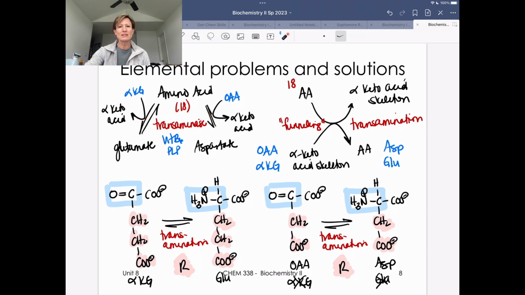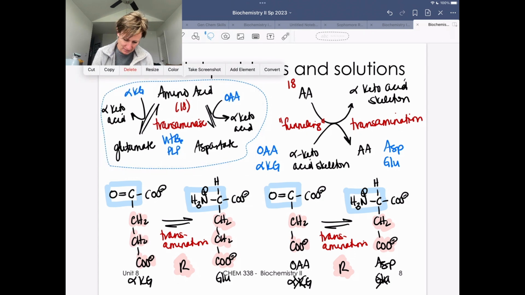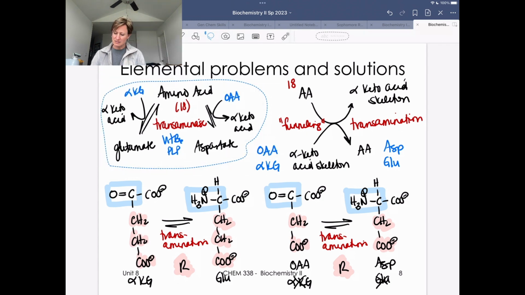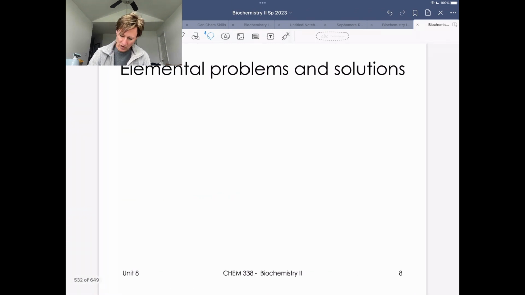What we're going to do and look at on the next slide here is we're going to ask the question, how does this then result in the disposal of this nitrogen? So to do that, I'm going to do another little copy and paste here. I'm going to copy and paste this piece, and I'm going to continue with this on our next slide, okay?